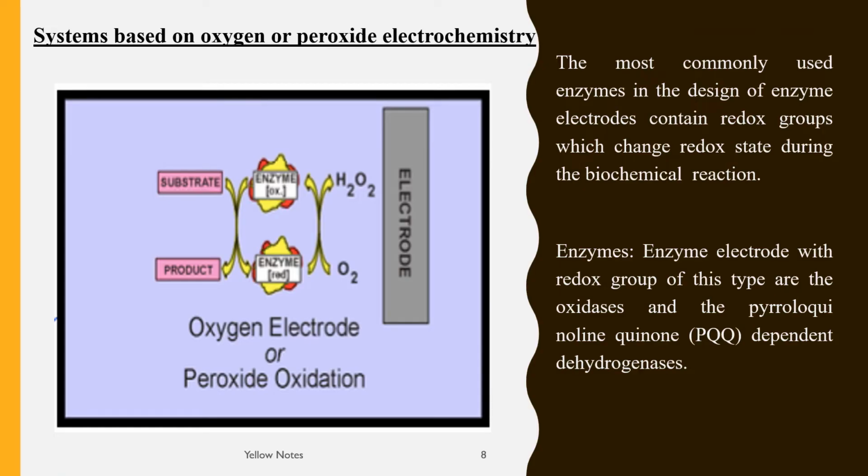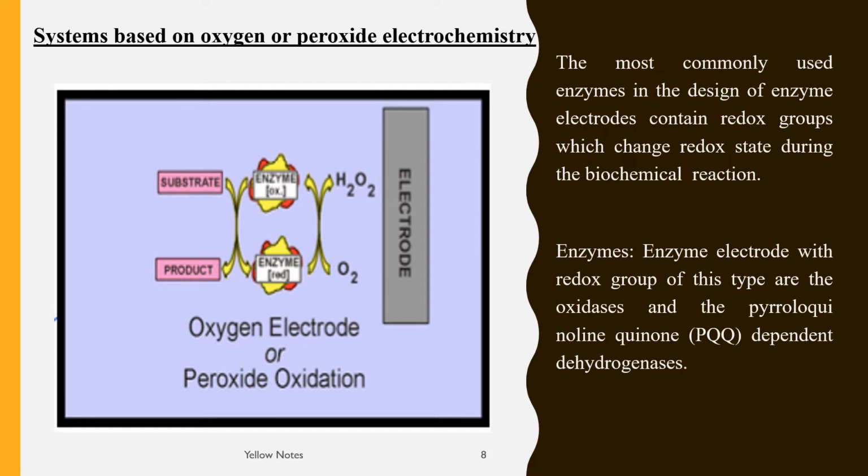The most commonly used enzymes in the design of enzyme electrodes contain redox groups which change redox state during the biochemical reaction. Enzyme electrodes with redox groups of this type are the oxidases and the PQQ dependent dehydrogenases. In nature, oxidase enzymes such as glucose, lactate and cholesterol oxidase act by oxidizing their substrate, that is, accepting electrons in the process and thereby changing to an inactivated reduced state.